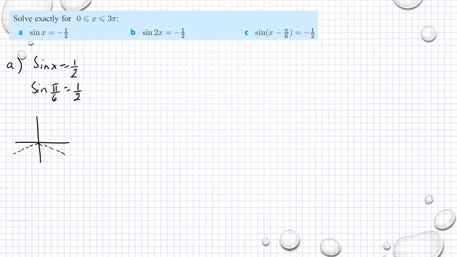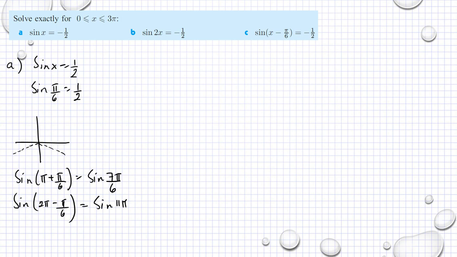So if we now have sine of pi plus pi divided by 6, then we have sine 7 pi divided by 6. That is equal to negative 1/2. And on the fourth quadrant, we have sine of 2 pi minus pi divided by 6, so we have sine 11 pi divided by 6.